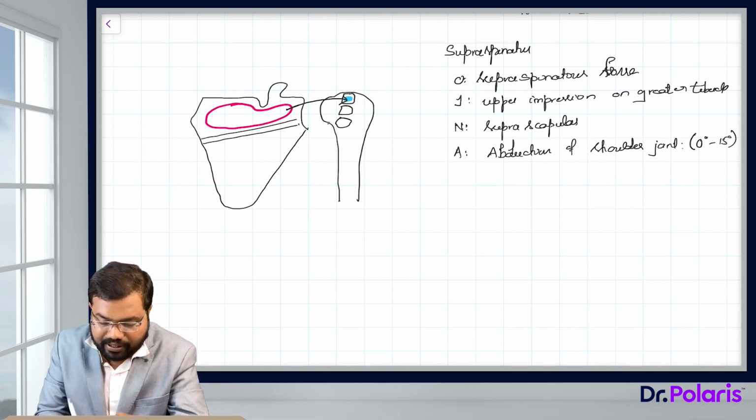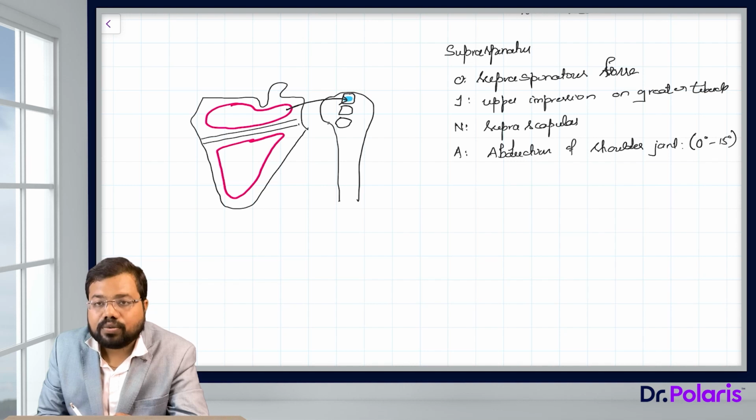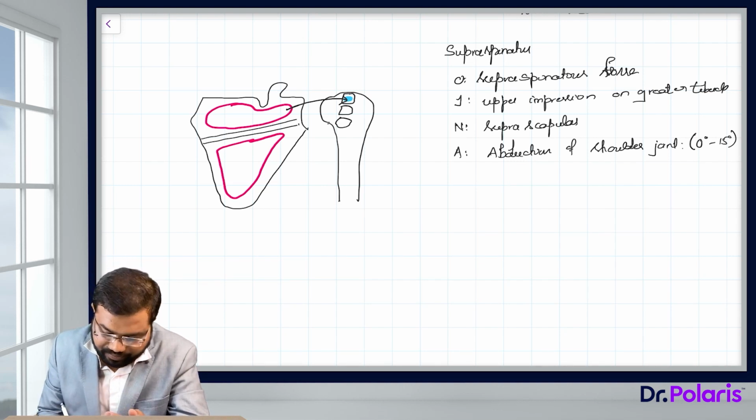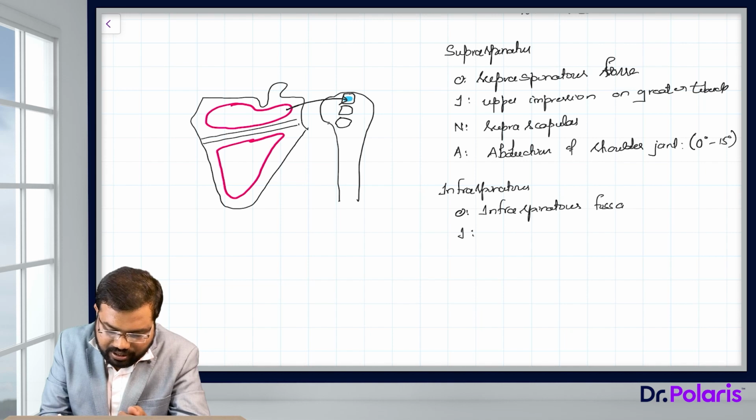That's about the supraspinatus. Just below the spine, there is a fossa called the infraspinatus fossa, and from that infraspinatus fossa the fibers originate; that is the infraspinatus muscle. So for the infraspinatus muscle, the origin is the infraspinatus fossa, and the insertion, where does it insert? It inserts on the middle impression present on the greater tubercle.